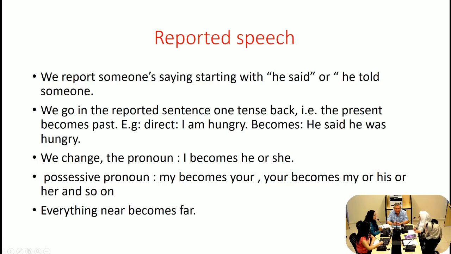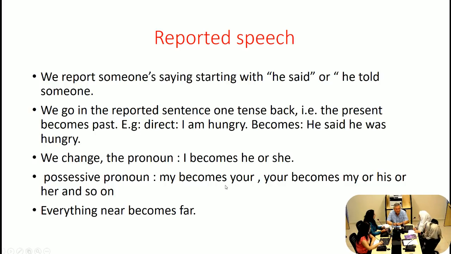Yes, we go in the reported sentence one tense back. This is called the back shifting technique. The present becomes past. For example, direct: I am hungry becomes he said he was hungry.